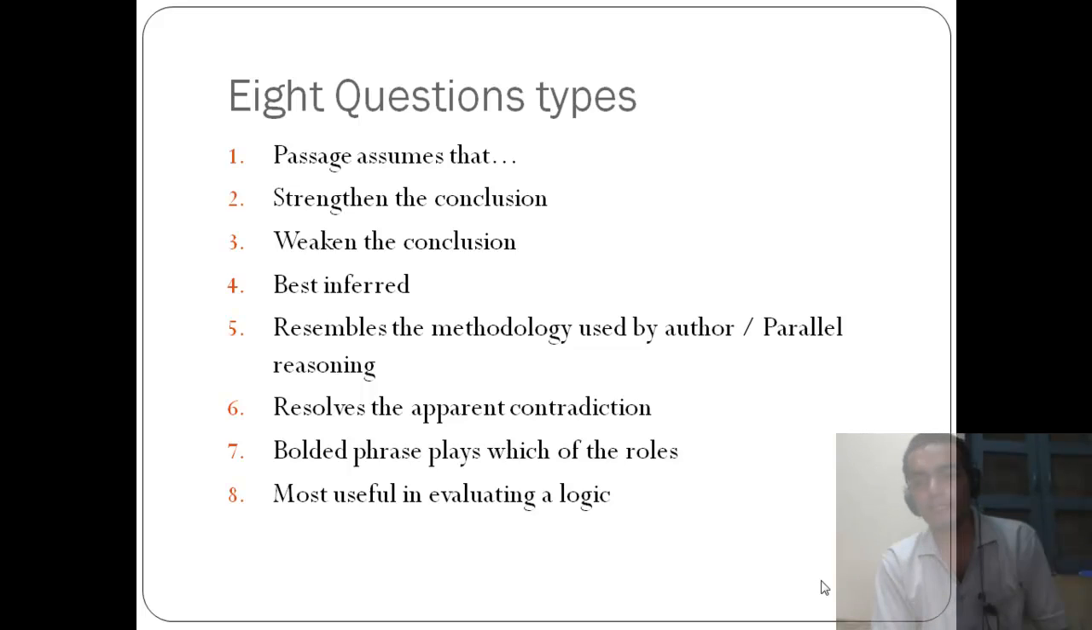So the first type is "the passage assumes," which is clear cut: you have to extract the assumption. Second is strengthen the conclusion, which means you have to give something which strengthens the conclusion. Weaken the conclusion means again you have to point out mistakes. Best inferred is what you can infer. Resembles a methodology, or parallel reasoning, is where you have to mimic the reasoning that is given. Resolve the apparent contradiction means some option which resolves it by giving some more evidence. Bolded phrases and which roles they play, and which option is most useful in evaluating a logic. So these are the types of questions that you can see in GMAT critical reasoning.